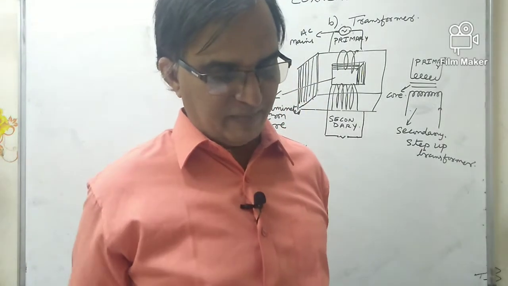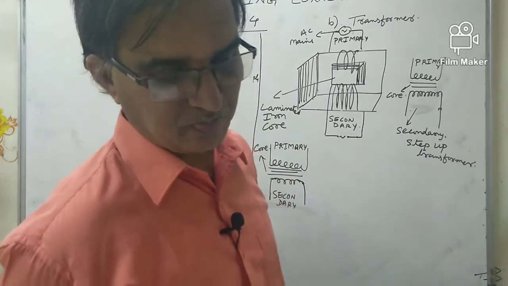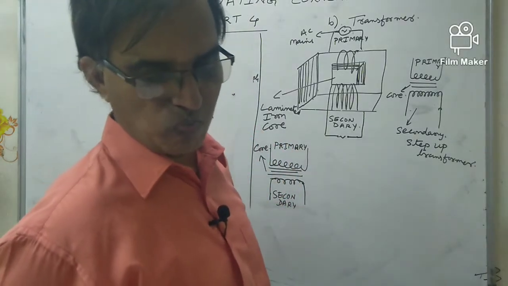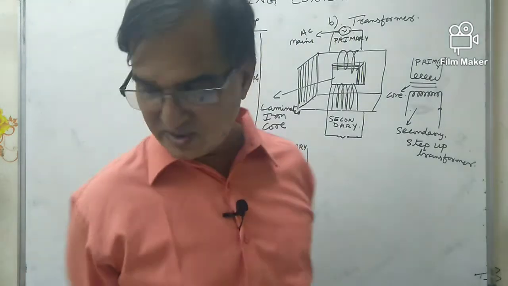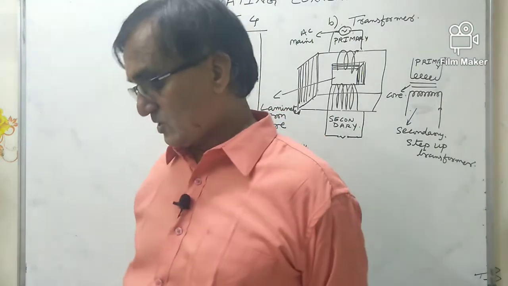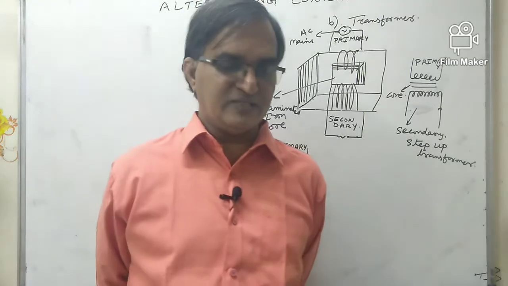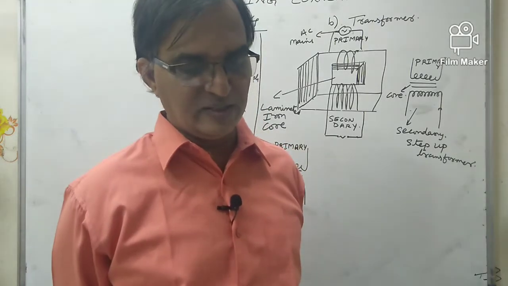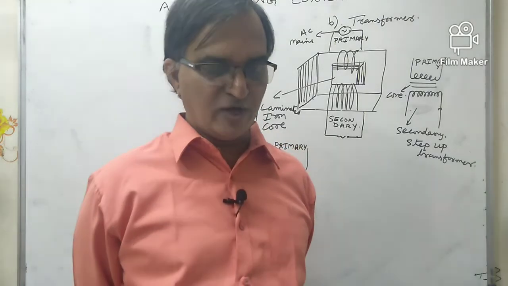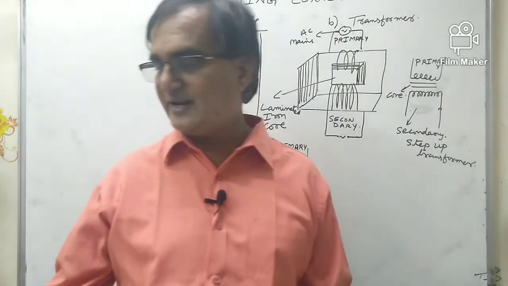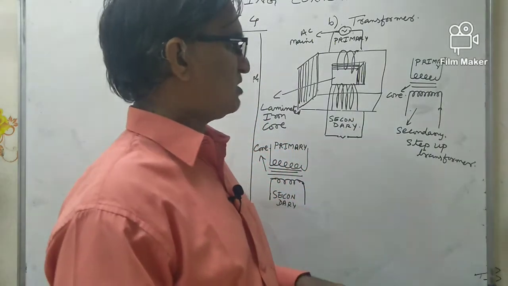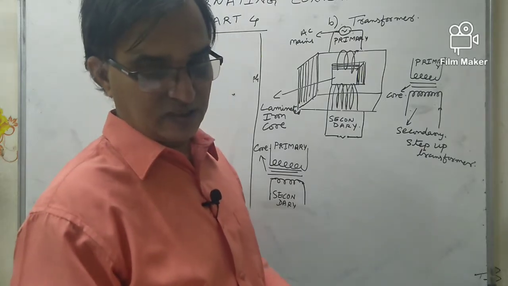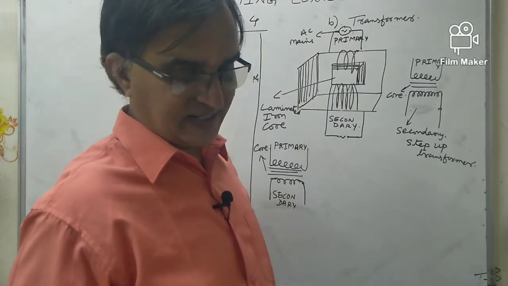Now here, what happens? See this, as you know, this consists of two coils, primary coil and secondary coil, which are insulated from each other and wound on a common soft iron laminated core. The core is laminated. Why? To avoid eddy current losses.